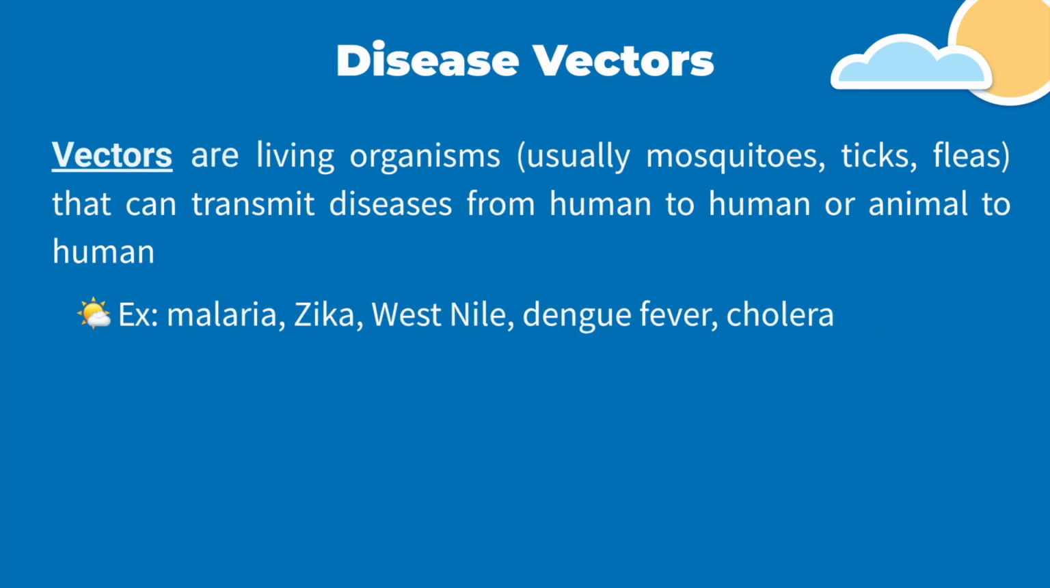Disease vectors. So we haven't touched on this yet, but vectors are living organisms, usually things like mosquitoes, ticks, and fleas that can transmit diseases from human to human or animal to human. For example, malaria, the Zika virus, West Nile virus, dengue fever, and cholera.